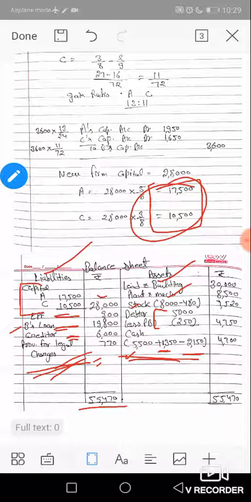You do this numerical in your accountancy's fair register. Okay, thank you class.